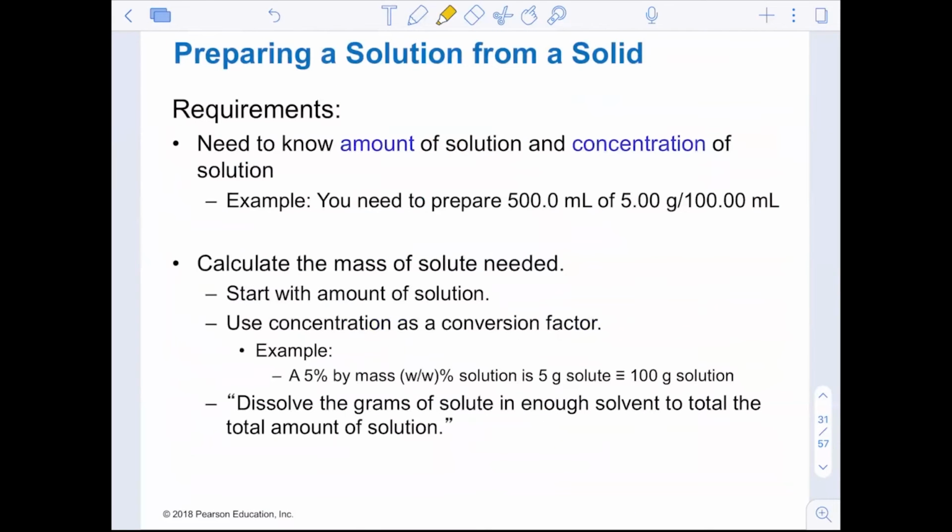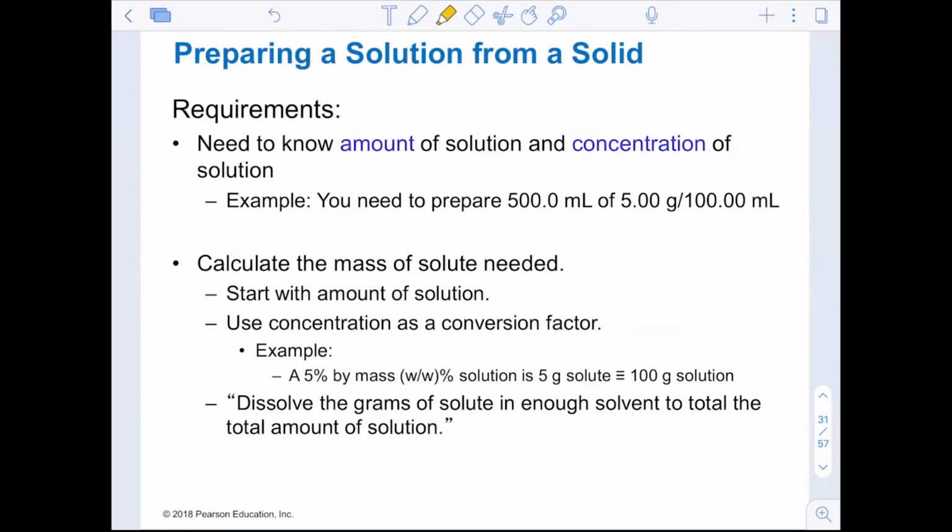All right, so preparing a solution, right? If we're thinking about doing that in the lab or at home even, need to know the amount of the solution and the concentration of the solution. So you've seen all of these types of calculations before. You either need to calculate the mass of the solute needed, or you are given the amount of the solute needed, and you need to find the concentration.